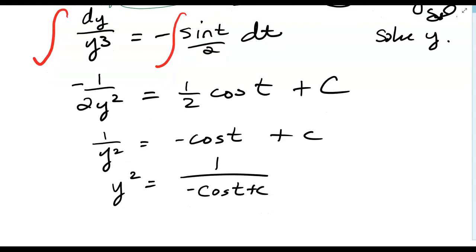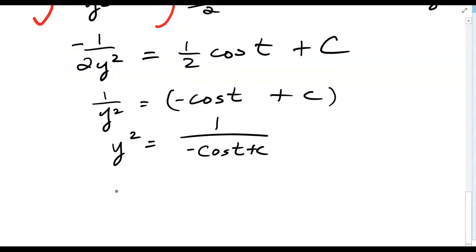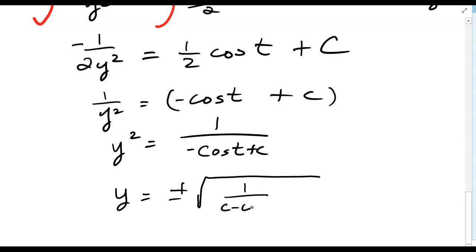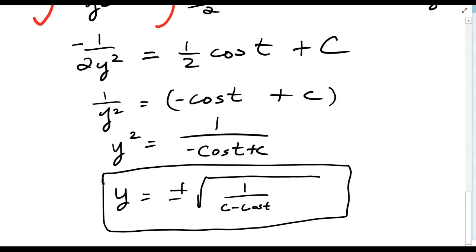right? Because you need to think of this as a grouping. And then I have y equals plus or minus the square root, because we're taking the square root of 1 over, and I'll write this as c minus cosine t. So that would be our general solution after we solved for y.